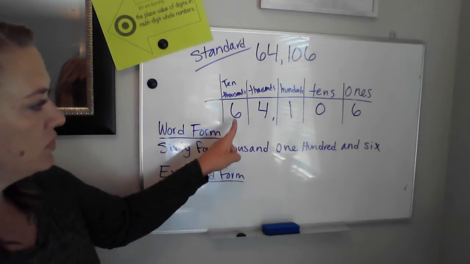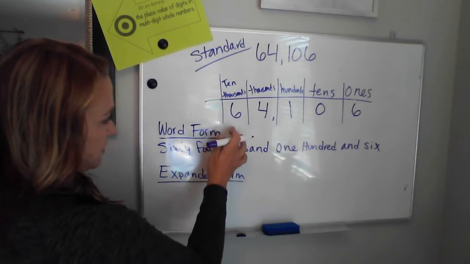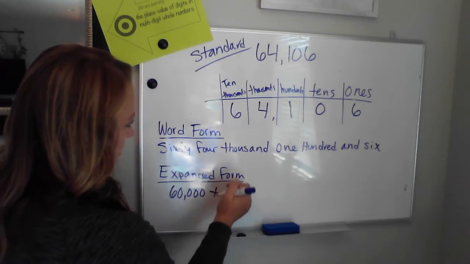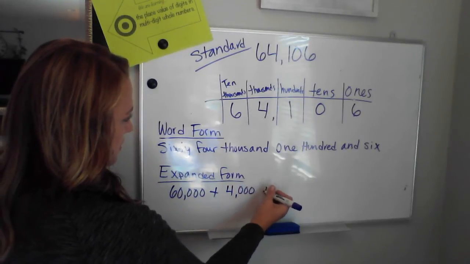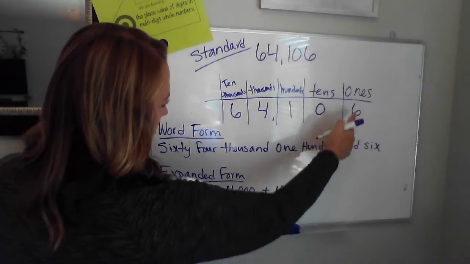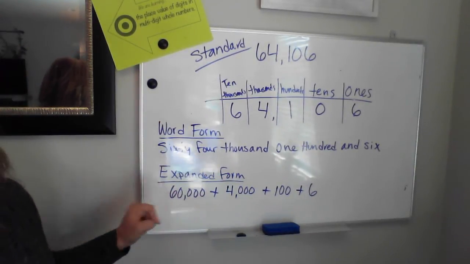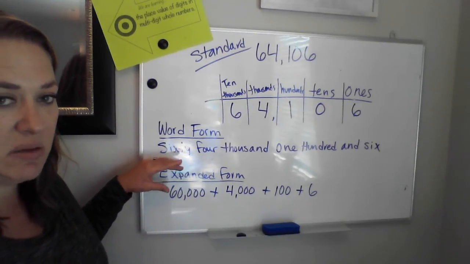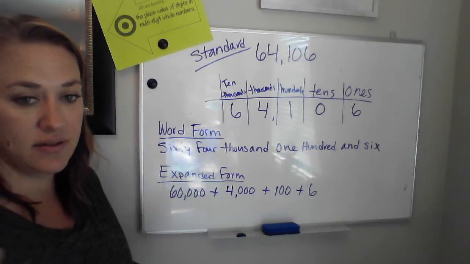64,106. Expanded form, we show what we have in each place value as that addition sentence. So we have 6 10,000s, which is 60,000, plus 4,000, plus 100, plus 6. Standard, word, expanded. Okay, so when we come across a word form, we should be able to transfer that into standard form and expanded form, which is what we're going to do next.